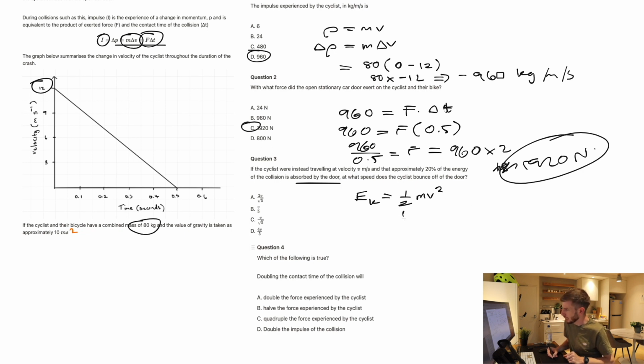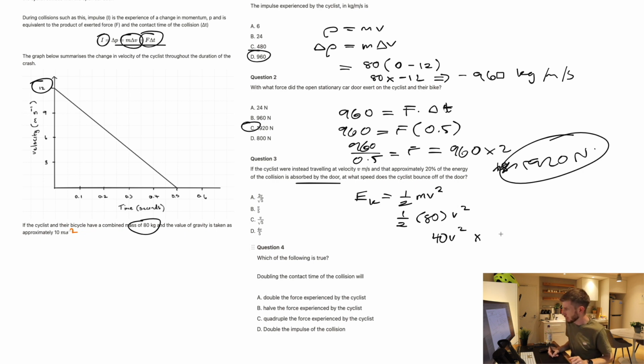We know what their mass is. That hasn't changed. It's 80. This time we don't know what their velocity is though. So we have 40 v squared as the energy in the system. Now 20% of that is going to be absorbed, so we're looking at how much the cyclist maintains. That means that if 20% goes to the door, then the other 80% remains with the cyclist.